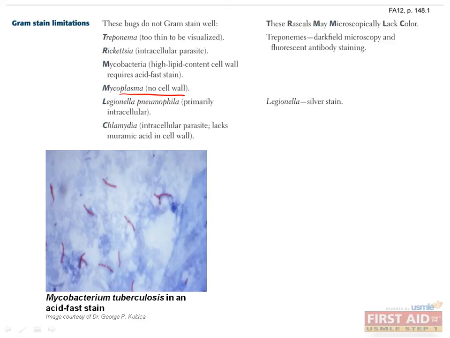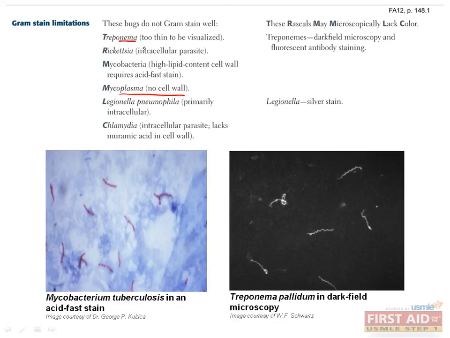or decolorizing the stain. Treponema is too thin to be visualized, so one must use dark field microscopy or fluorescent antibody staining to see it. Rickettsia, Legionella, and Chlamydia are intracellular parasites and difficult to see. Therefore, you must use immunofluorescent staining to visualize these organisms. Legionella can also be visualized by silver stain.